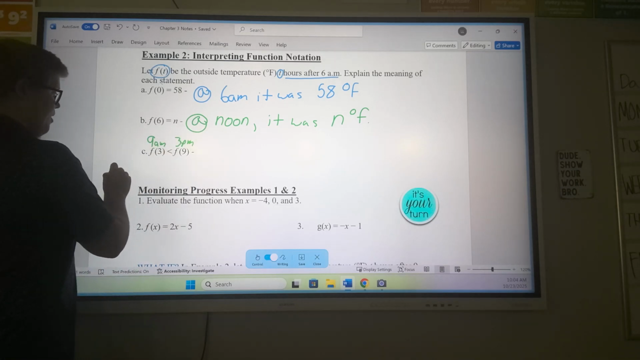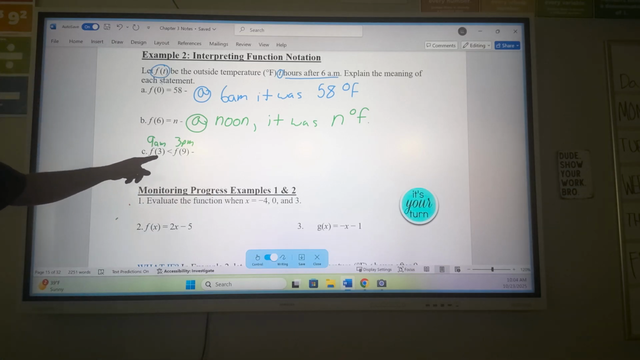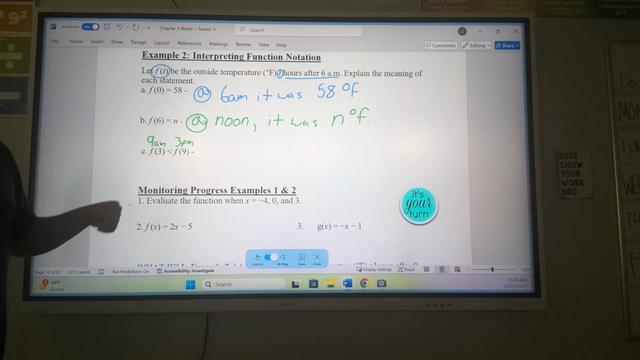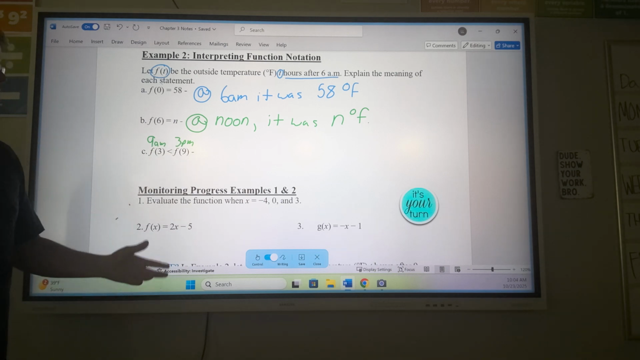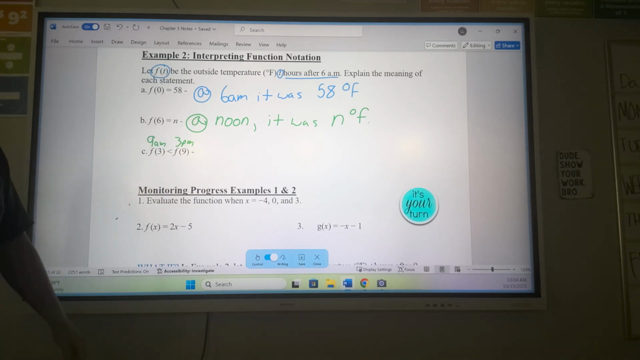Okay, now we have to interpret what our inequality is telling us. So at 9 a.m., it looks like it was less than 3 p.m. So less in the form of temperature is colder, right? So this is telling us at 9 a.m. it was colder than it was at 3 p.m. So that's what we write.